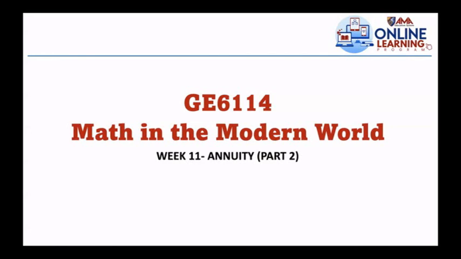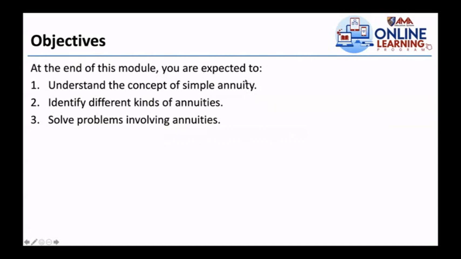So there's a risk. Anyway, at the end of this module, you're expected to understand the concept of simple annuity. I gave you a little concept already. Identify different kinds of annuities. I mentioned already 2, but there are like three kinds. There are 2 major classifications of annuities, but we'll focus only on one classification, which I will discuss later.